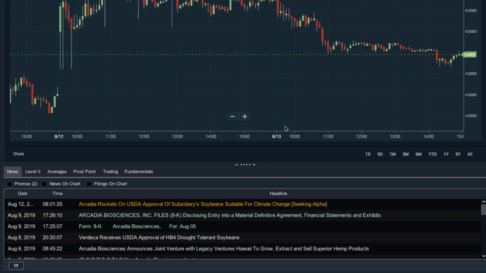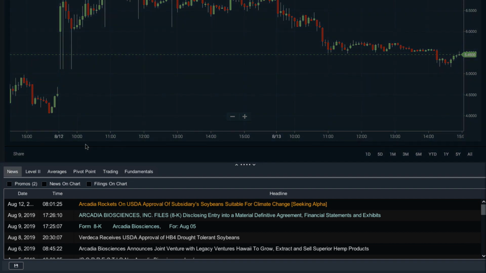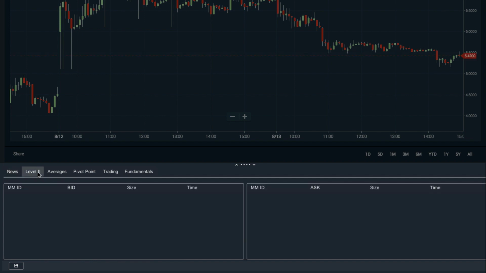Below the stock chart, you have a few handy tabs that can help you find more information on the stocks you're trading. First, you have a news tab, which will show you all of the most recent news stories for a particular stock. You can filter these by promos, filings, and see exactly why a stock may be moving. You can also plot these news stories on the chart to see if they've had an impact on the stock's price behavior.